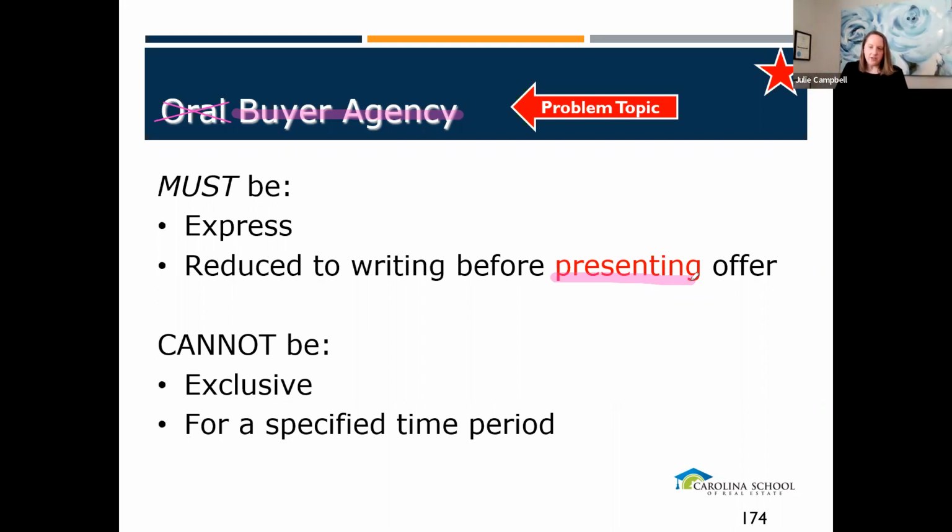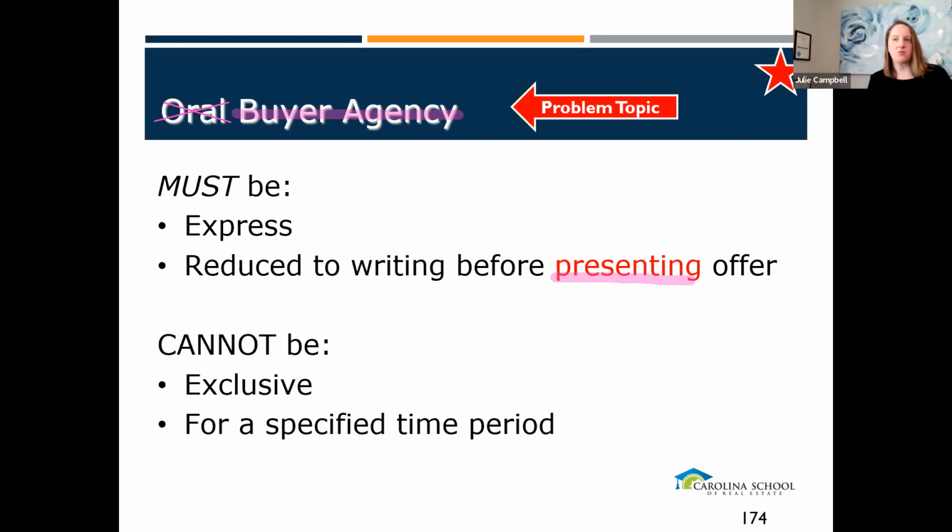So oral buyer agency must be express, which means the terms have been clearly stated. It must be that we put this oral buyer agency agreement in writing before we present the offer on their behalf. There are a couple caveats to oral buyer agency. I cannot demand exclusivity.